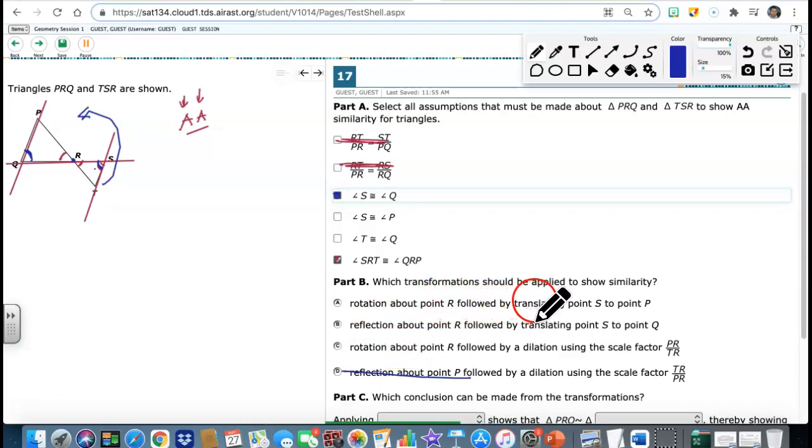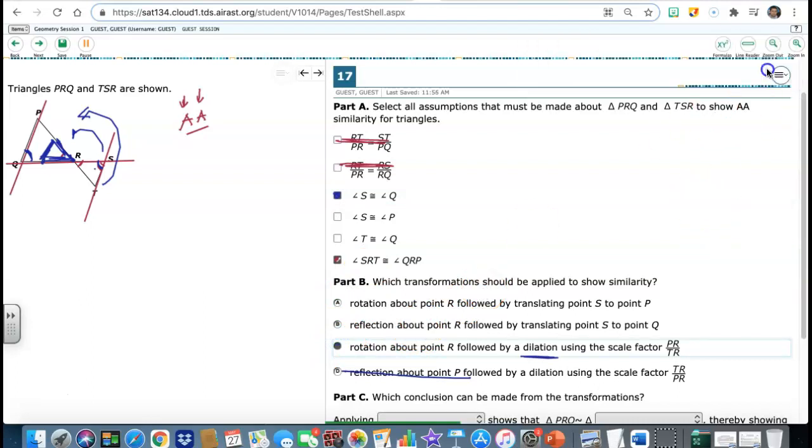Rotation R followed by translating, followed by dilation. Yes, I'm rotating the little triangle, and it will be standing like over here. My little triangle will be something like that. But then after that, I have to dilate it, make it bigger. So my choice would be C. It's not a translation, it has to be dilation. Check. Excellent. Let's go for the last one.